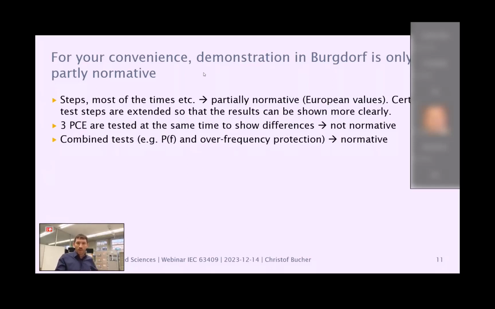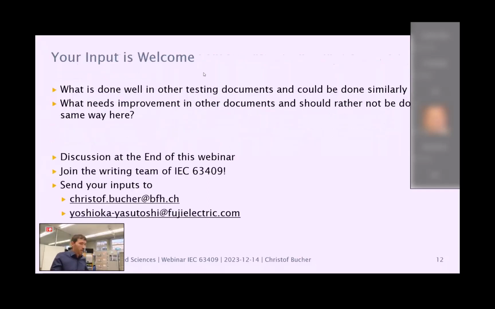Therefore, as we are partly normative, we use European values when it's about choosing values. Then also, you have already seen behind me, there are 3 inverters on the test. So for some tests, we will actually demonstrate the tests on all 3 inverters together. That's quite much more interesting to see the results. Of course, again, it's not normative. And we have some combined tests. So we will combine ride-through first and then protection. That can be normative. So this option will be given in the norm that these tests can be combined.